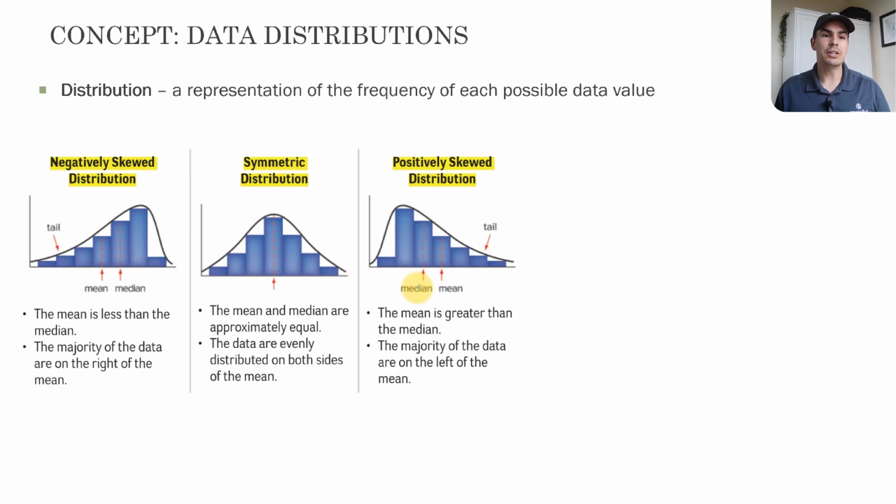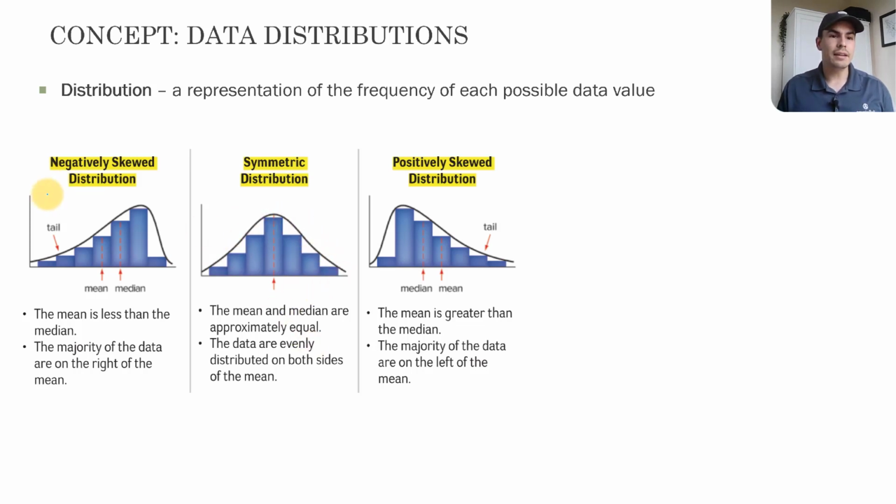We've got symmetric distribution here in the middle. That is where our mean and median are approximately equal, right here in the middle. And it has this nice bell curve right here. That is a sign of symmetric distributions.